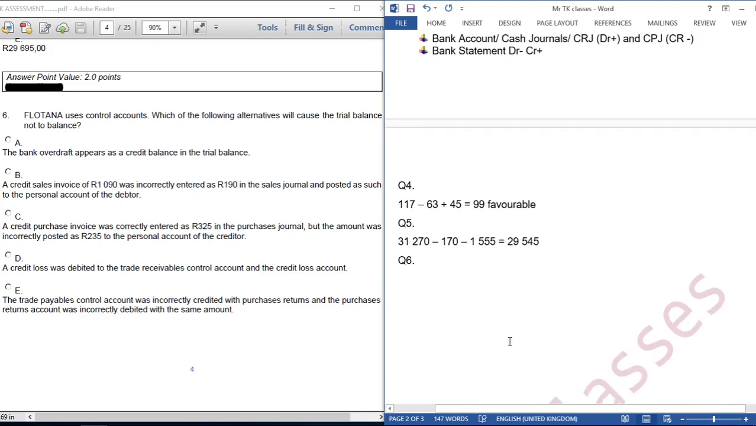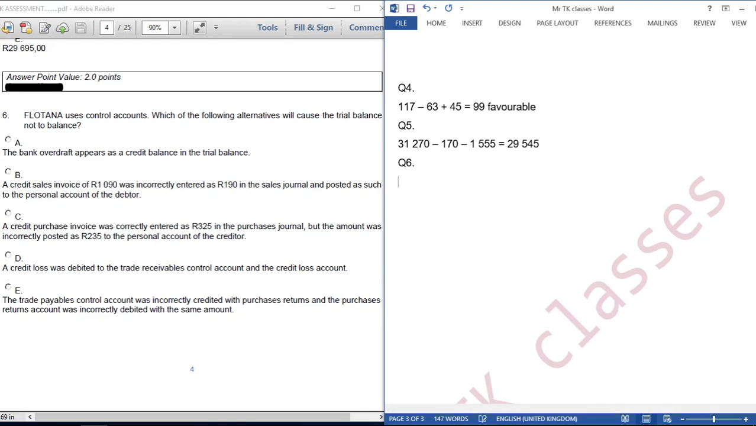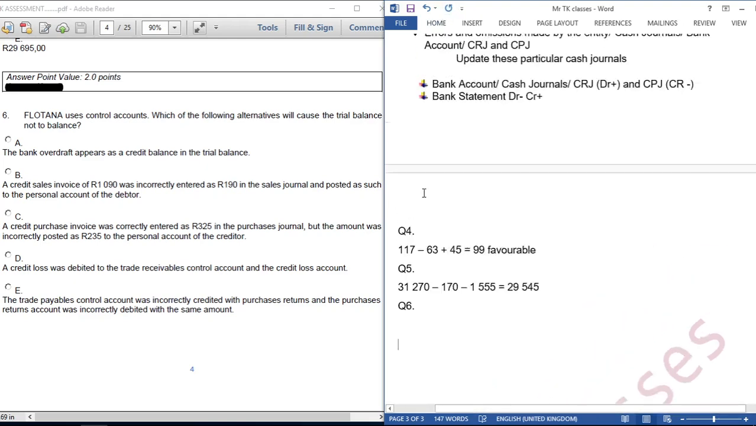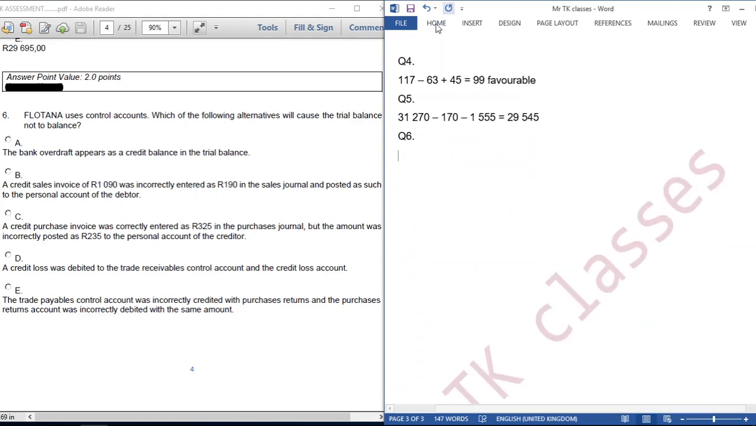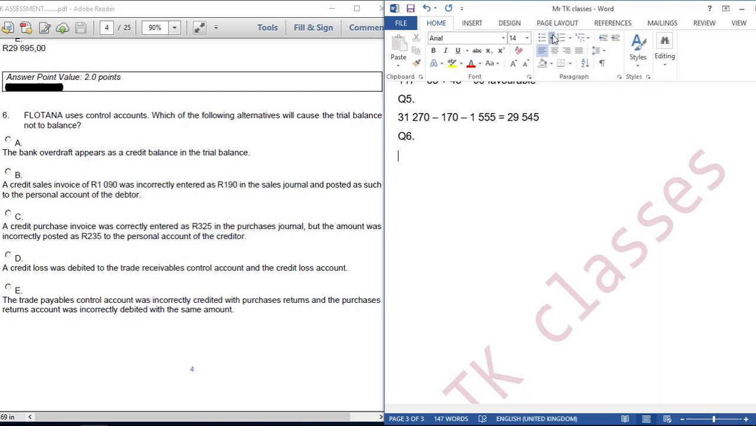So question 6. Let us just write a few notes on question 6.